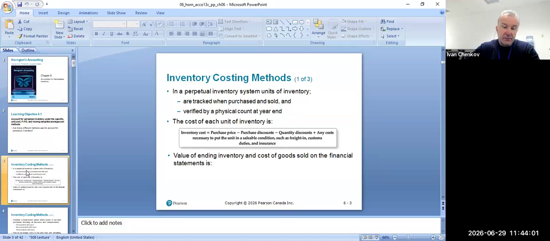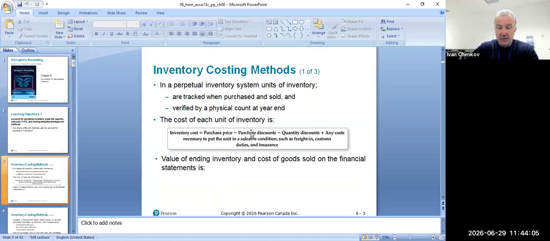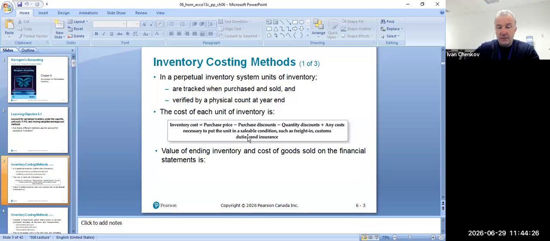The cost of the inventory that we're going to sell will be the purchase price minus the purchase discount, minus any qualifying discounts. We're going to add any cost which we need for the items to be ready to sell, like freight, customs duties or insurance. And then we're going to get the inventory cost.